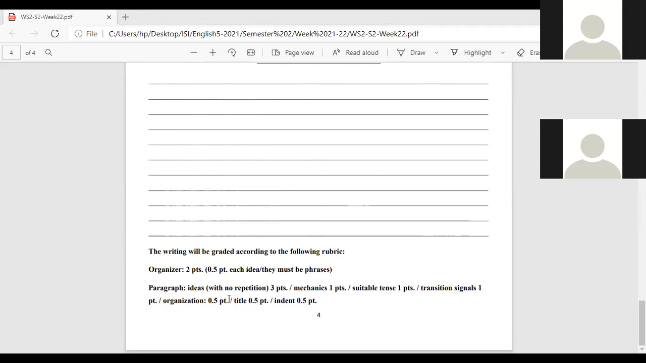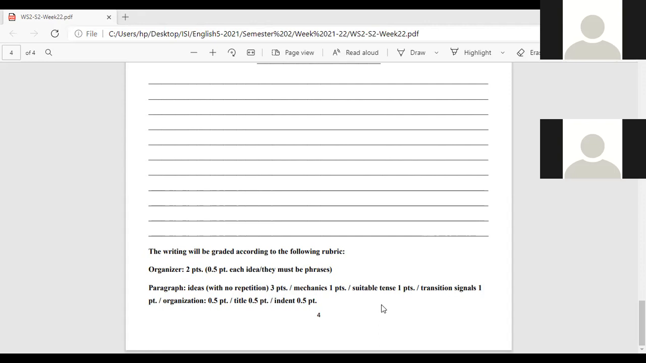The ideas with no repetition. When you write an idea, there's no need to repeat it. When you repeat it, your paragraph will become boring and you will lose grades. You have 3 points for the ideas with no repetition. Mechanics, punctuation, capitalization, periods, commas, they have 1 point. The suitable tense, you have to use the simple present tense. When you use it correctly, then you take 1 point.